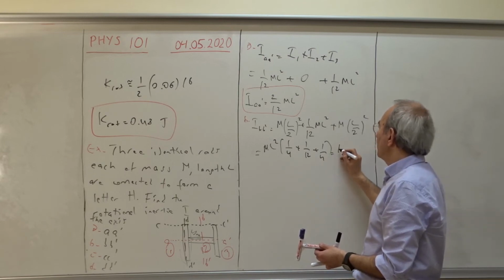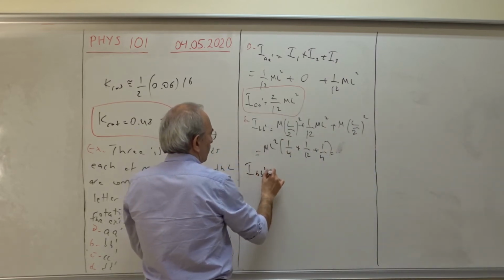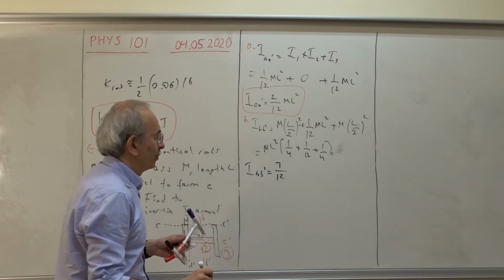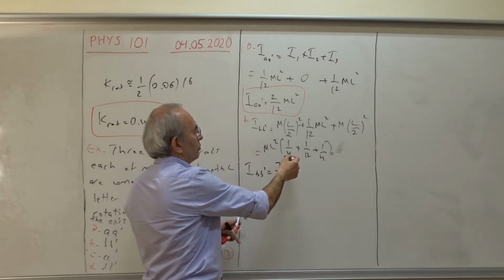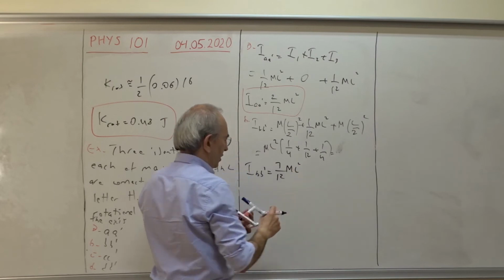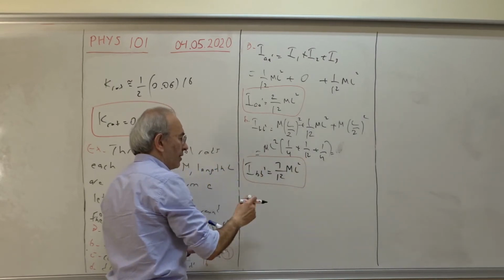So it is 7 over 12. IBB prime, 7 over 12, right? 3 over 12, 6 over 12, 7 over 12, m times L squared. So this is the new value for the BB prime axis.